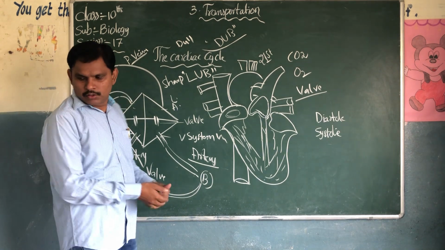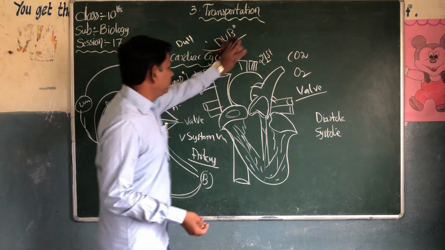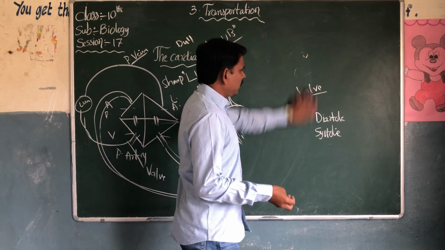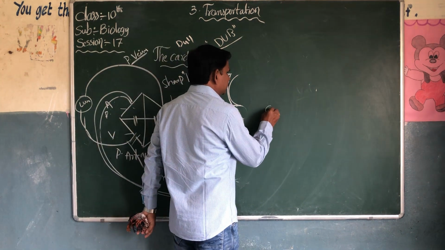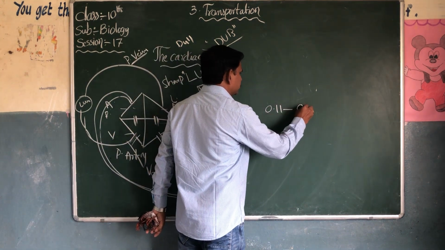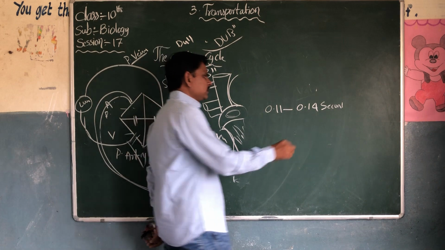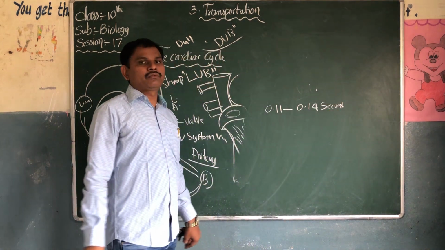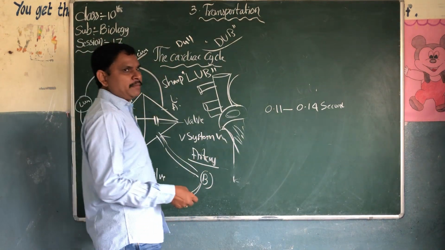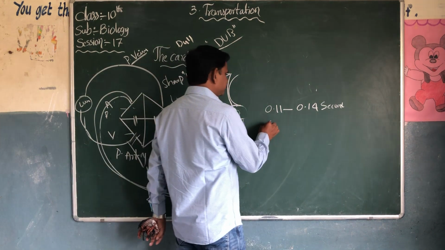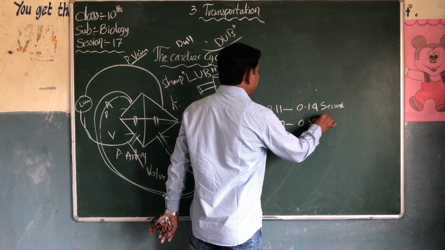Okay, students. For this whole process, the time needed for atria contraction is just 0.11 to 0.14 second. For the ventricle, the time needed for ventricle contraction is 0.27 to 0.35 second.